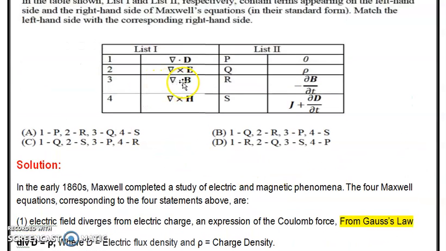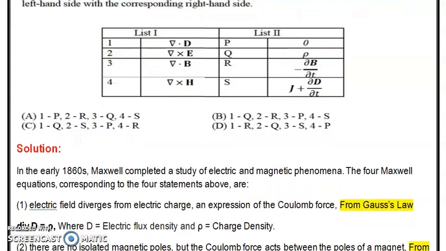So divergence B is the third option. Divergence B is equal to 0, which means third should be P. In B also third is P, and it is in C also. Earlier we rejected A and D. In B and C both, 1 is Q and 3 is P. So we need to go further.